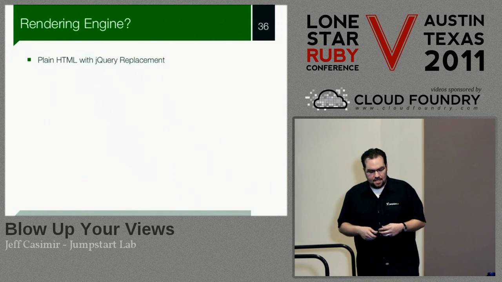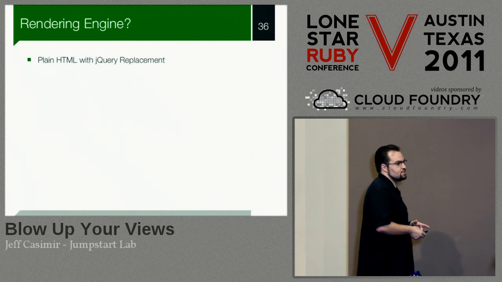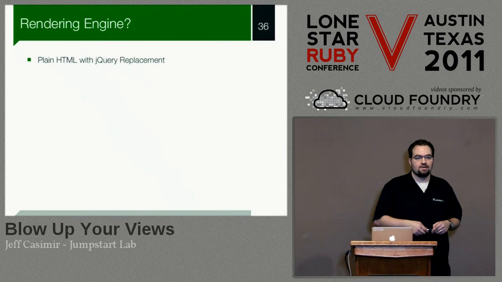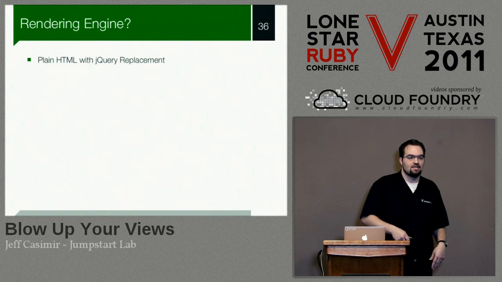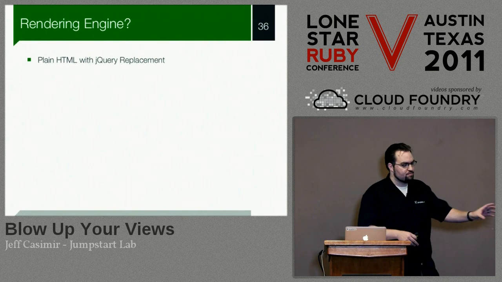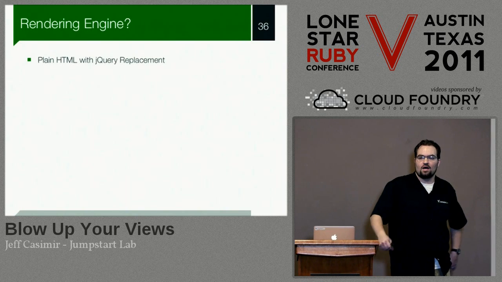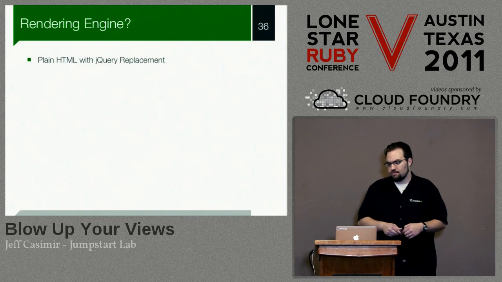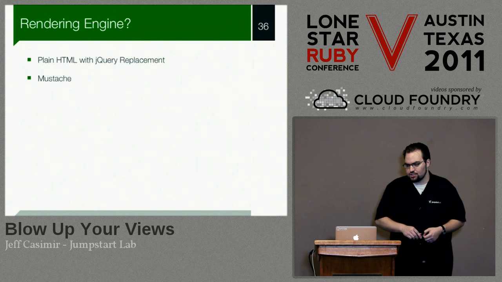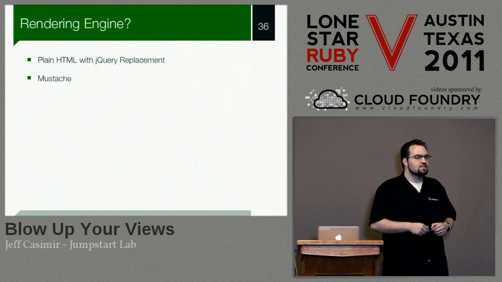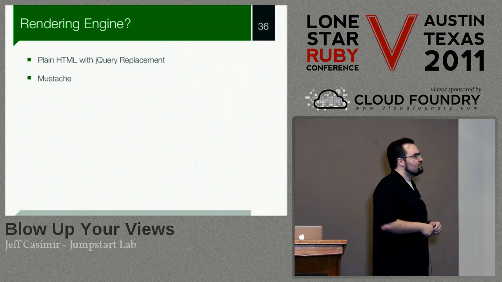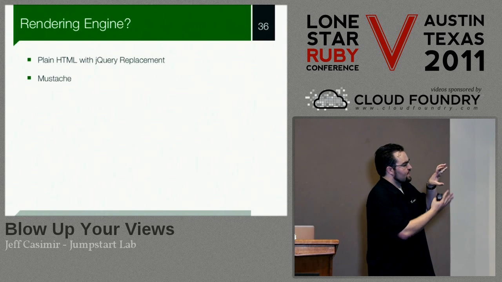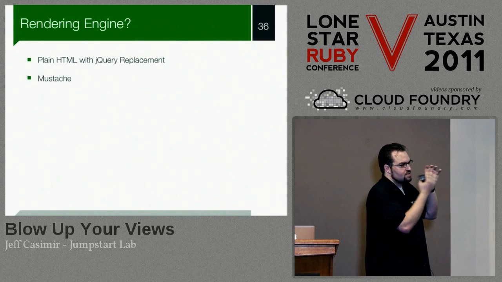So what is a rendering engine? There are a few approaches to rendering templates on the client. There's plain HTML with jQuery. You could just send them HTML and then send them some jQuery. You could put jQuery down in the footer if you wanted and then do some replacements that way, but it gets pretty ugly pretty fast. There's mustache templates, which I almost like. I want to like them, but something about the curly bracket and a slash, it hurts my eyes.